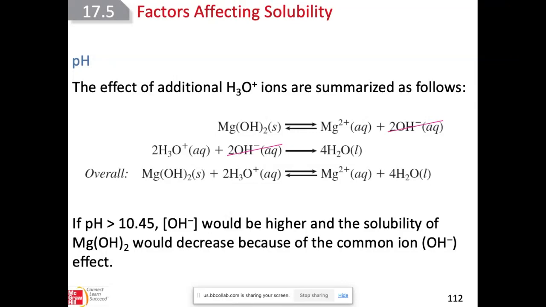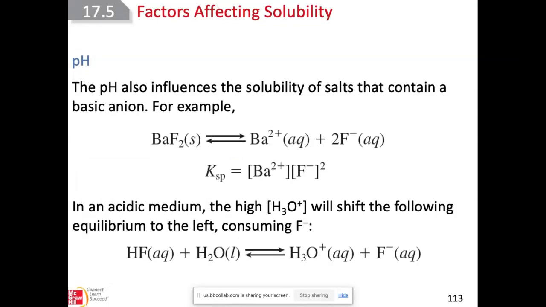You can think about this once again as disturbing the equilibrium, like the Le Chatelier principle. Once again, you're adding acid. The added acid reacts with OH-, makes water, and the reaction has to go to the right to make those ions back. The same thing you can say about the solubility of salts that actually have basic ions.